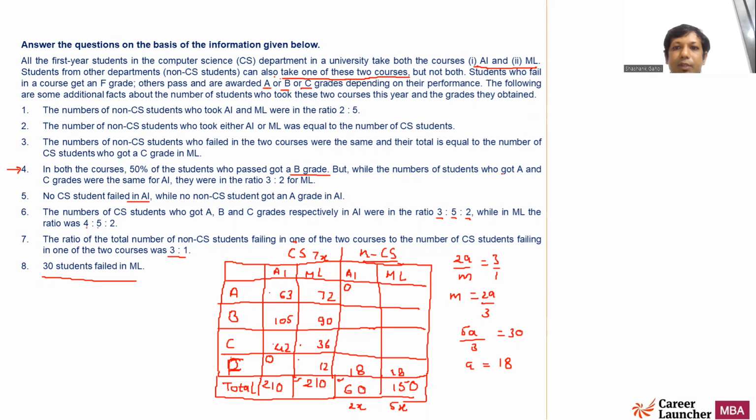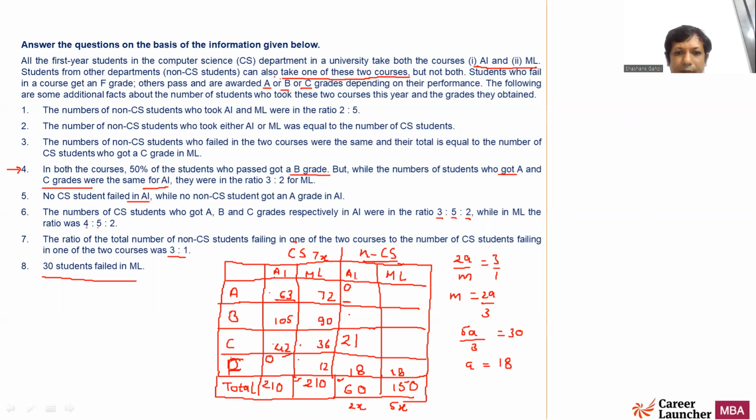But while the numbers of the students who got A and C grades were same for AI. Okay, so A और C के लिए जो total sum बनना चाहिए वो equal होना चाहिए. So basically AI A 63, AI A 0. So total 63 people are getting grade A in AI. So for grade C, it is going to be the same number. So this is 42. So this value comes out to be 21. So this is 21. This is 18. So this comes out to be how much?